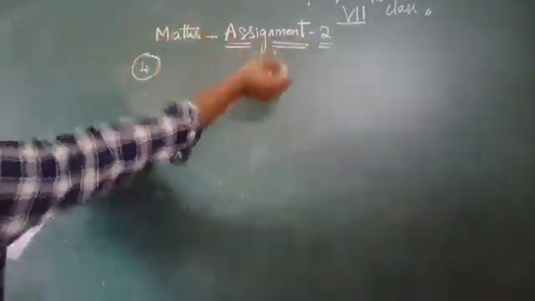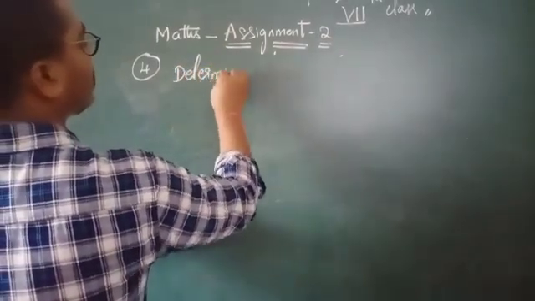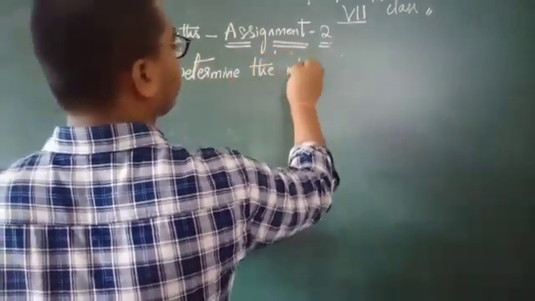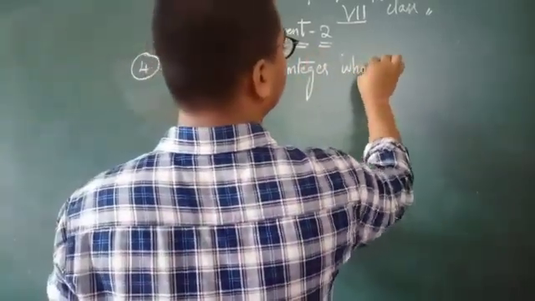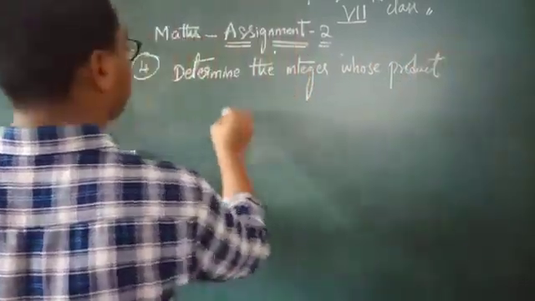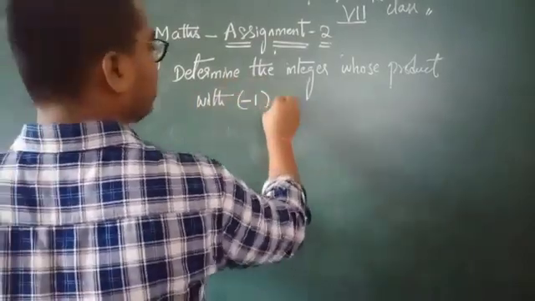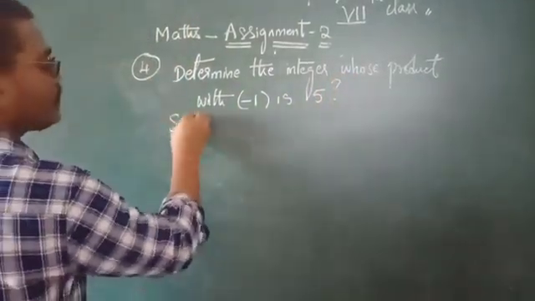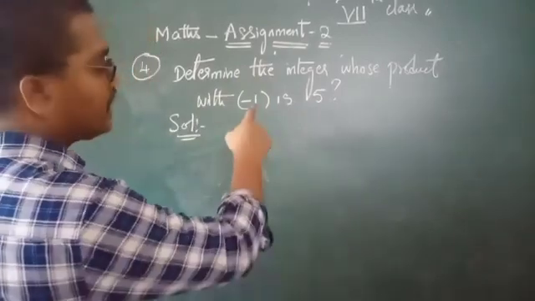Fourth one, determine the integer whose product with minus 1 is 5. This is the question they are asking. So, if you go through the question over here, determine the integer whose product with minus 1 is 5.